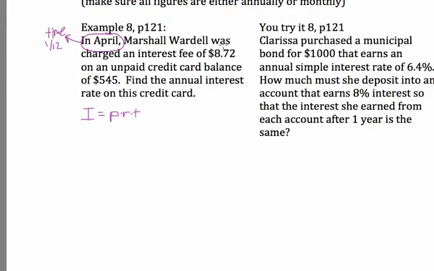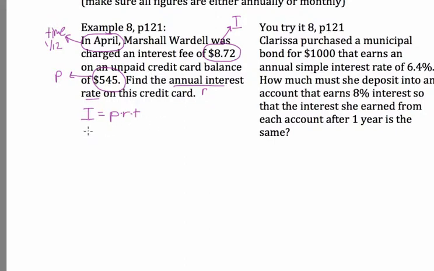April, 1 month is 1/12 of a year. Was charged an interest fee of $872. So that was his interest fee. On an unpaid credit card balance of $545. That was what he started with. That's going to be the principal. And we're to find the annual interest rate. So that's going to be R.